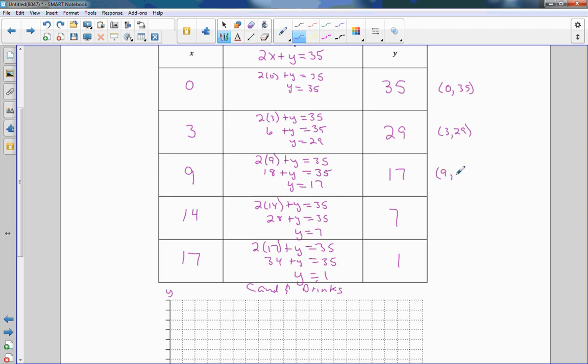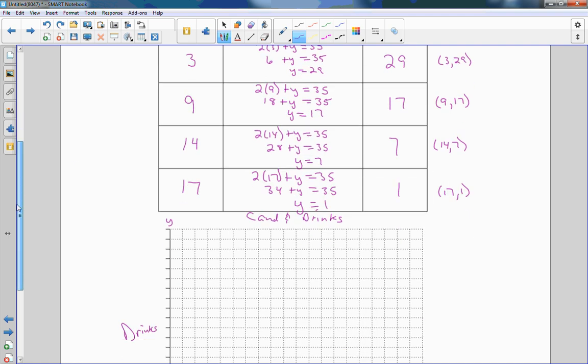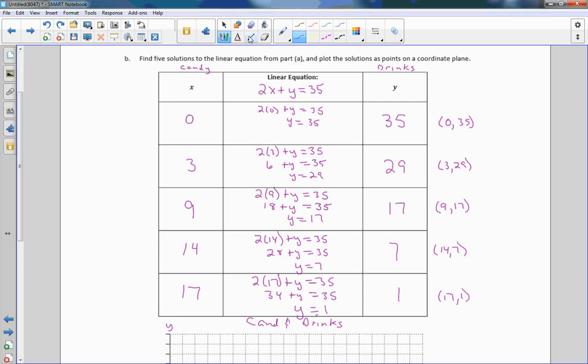Then 9, 17. 14, 7. And this is 17, 1. All right. So now that I've done that, I'm just going to move these down so I can see them all.